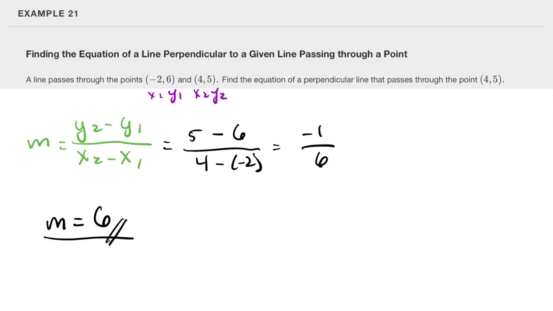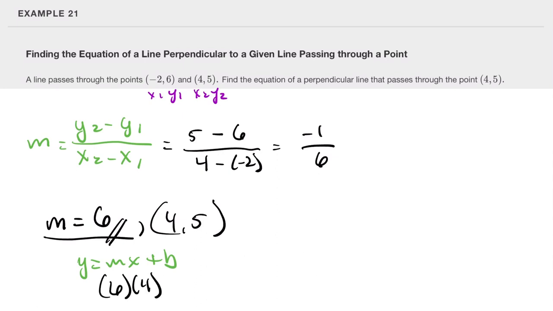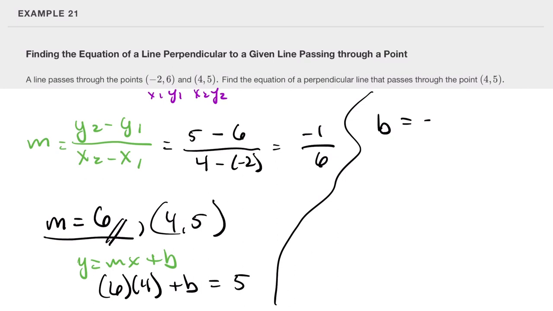It's also going to pass through the point (4, 5). So if we do y equals mx plus b, our slope is 6. When x is 4, we're solving for b, and the given y is 5. So then ultimately b equals 24 minus 19, so our function should take on the form 6x minus 19.